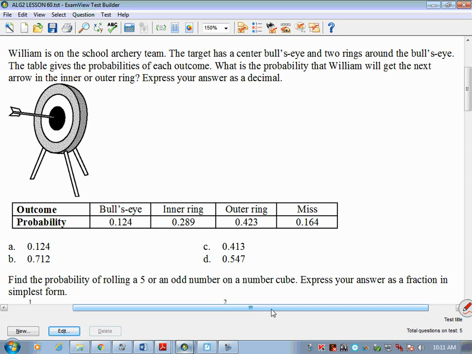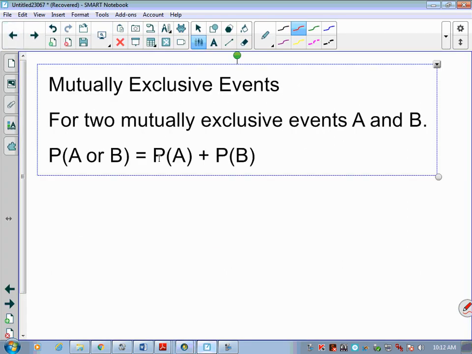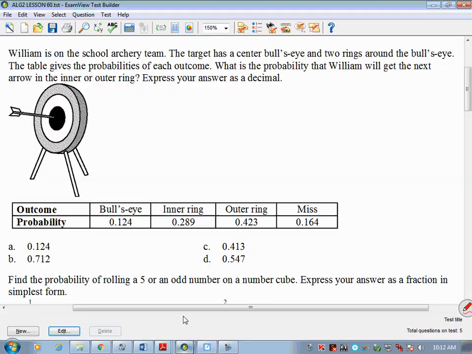Okay, so what we're seeing there is this either-or. For 2 events, A and B, these are mutually exclusive events. So we want to go to our mutually exclusive events formula. Notice it was the probability of A plus the probability of B. So what we are doing here is simply adding the probabilities. My probability here is either the inner or the outer ring.